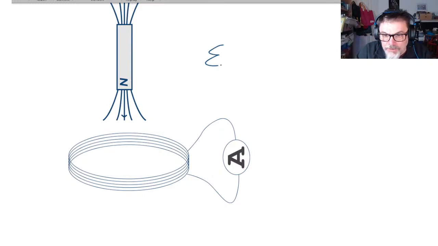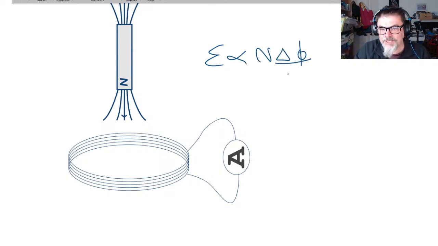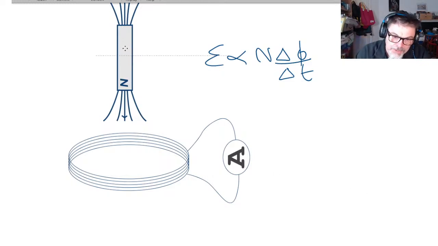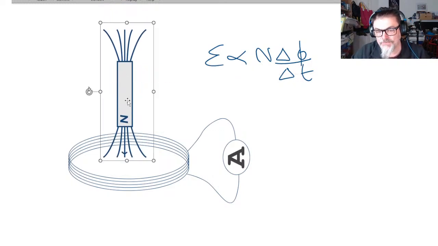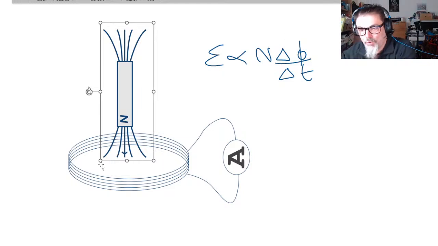Now, we also know that the EMF is proportional to N change of flux linkage over delta T. So this is a really interesting question. What do you think is going to happen as this magnet falls? Well, it's speeding up, isn't it? So as it moves towards the coil at first, you can see that the rate of change of flux is increasing. In other words, it's getting bigger, but it's getting bigger more quickly.